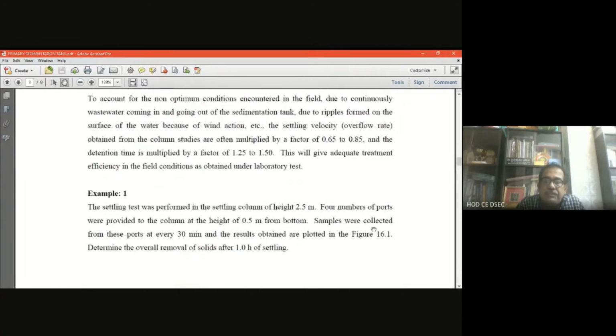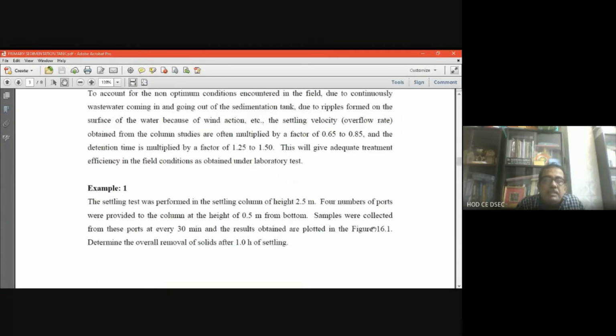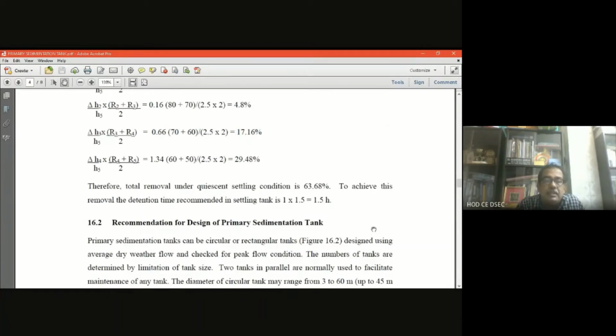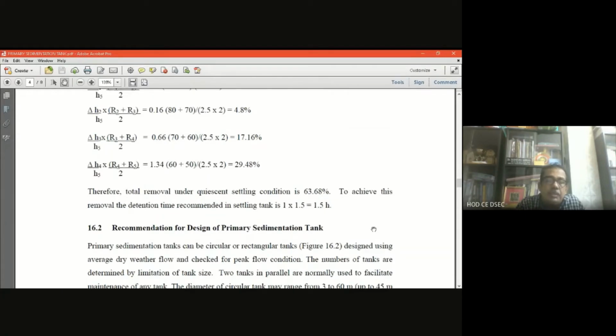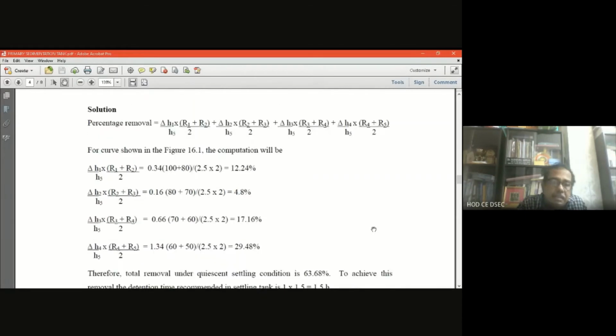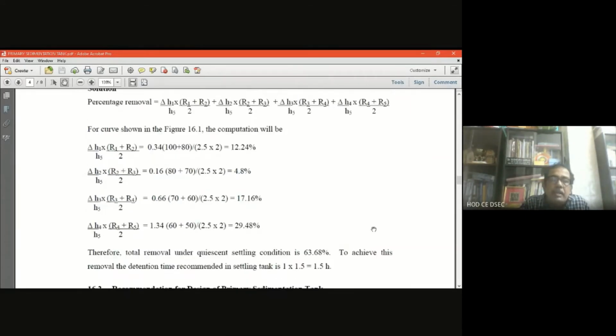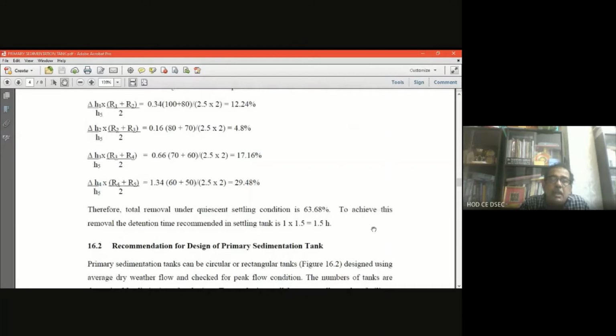Now again, I have told you in the theory portion that the detention period can be multiplied by the factor 1.5. So here 1 hour becomes 1 into 1.5, that is 1.5 hours, which is recommended for settling. The detention time recommended is 1.5 hours. So that is the answer from the column study: how to calculate the total removal under quiescent settling condition.